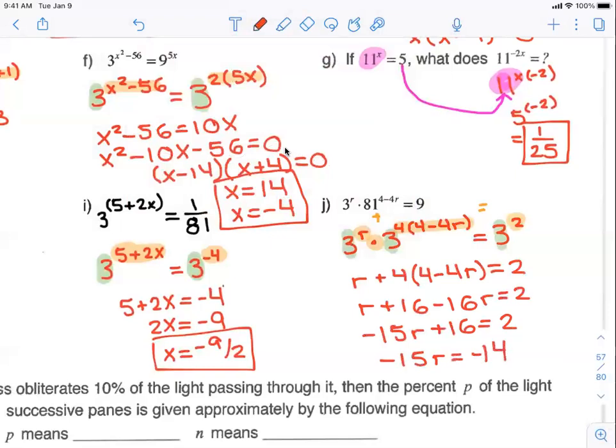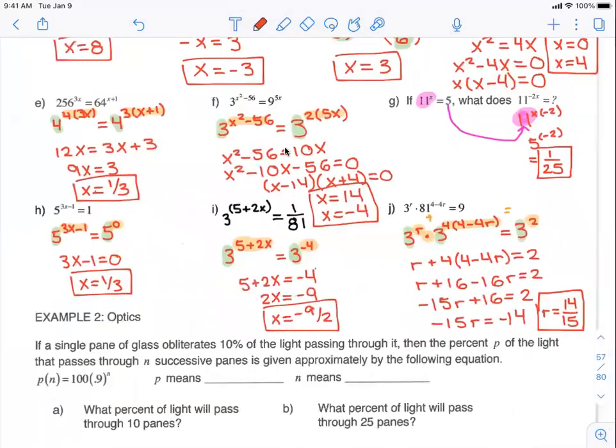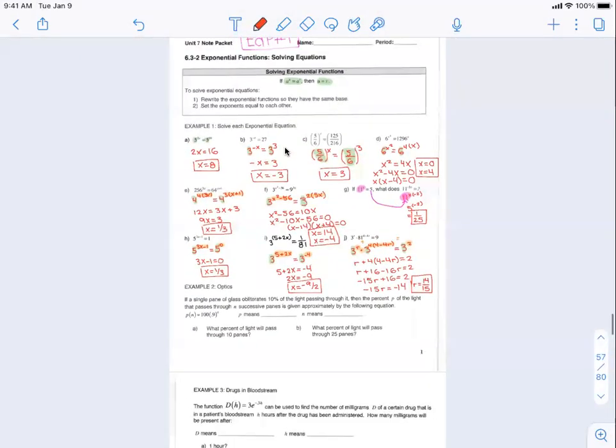Move my 16 over, divide by negative 15. A negative over a negative is a positive, so R is 14 over 15. So some of them you might need to use your exponent rules. Remember, when you're multiplying, that means adding. When you're dividing, you would subtract the exponents. Okay, so that's a lot of really good practice.